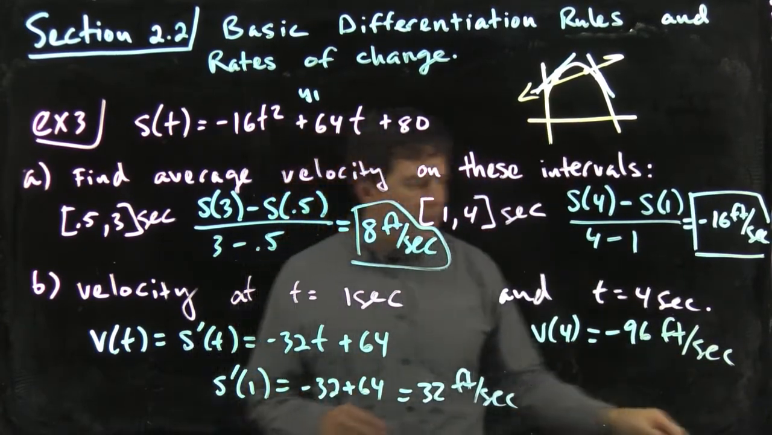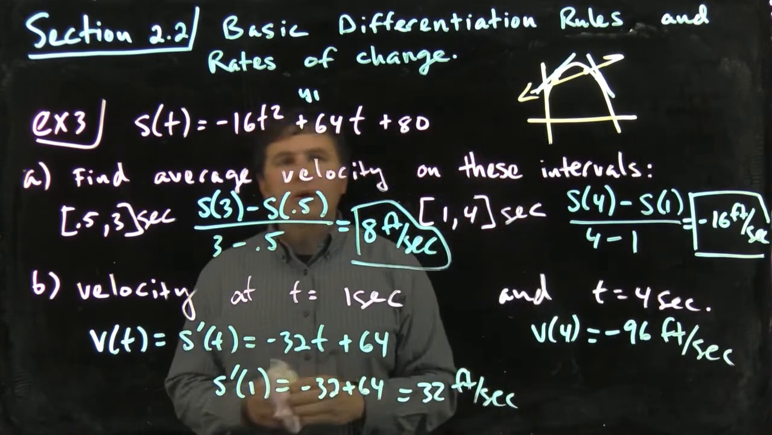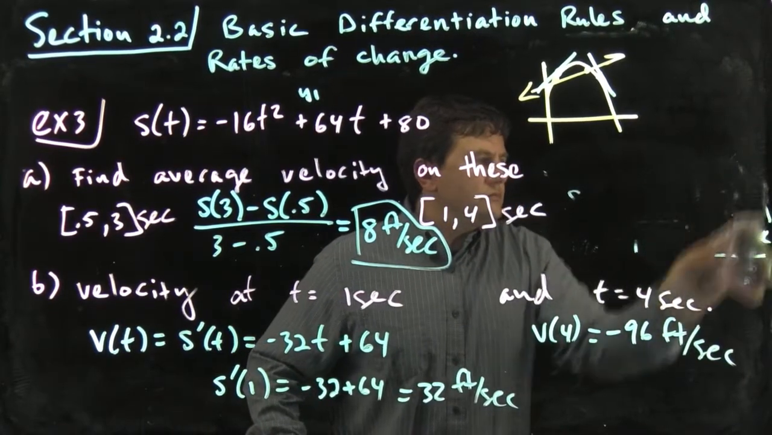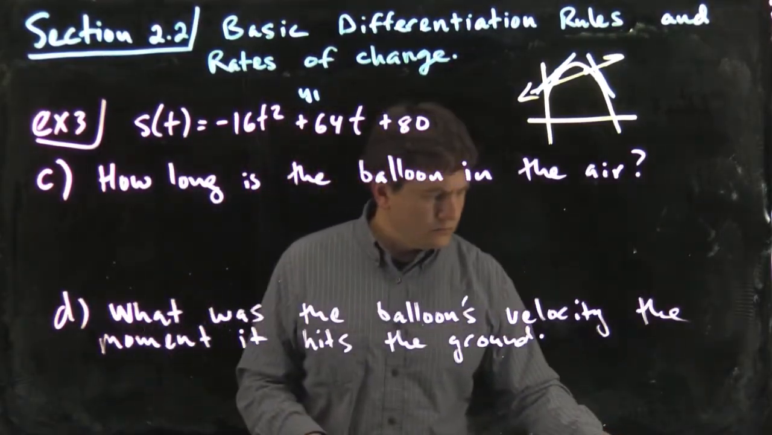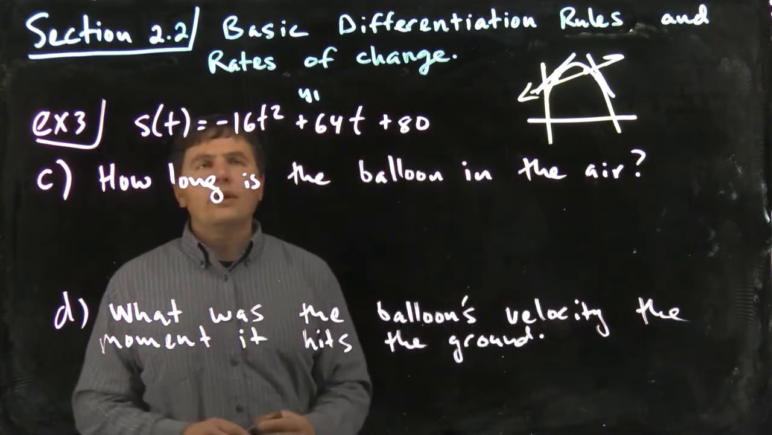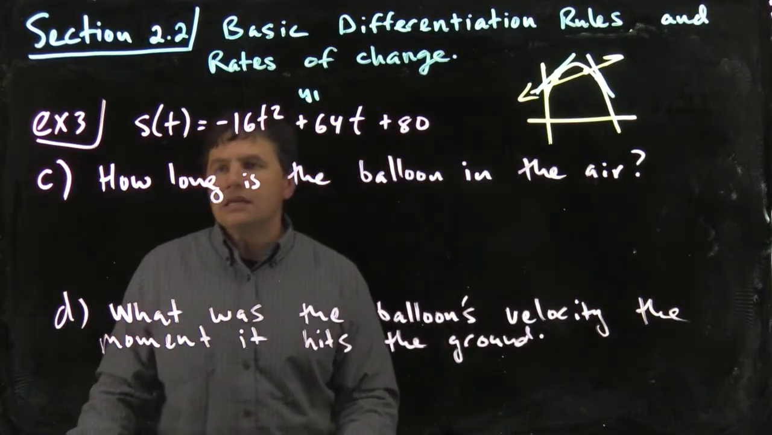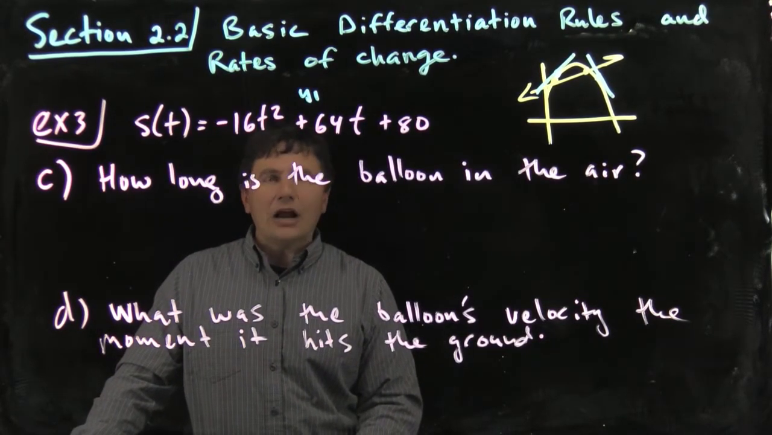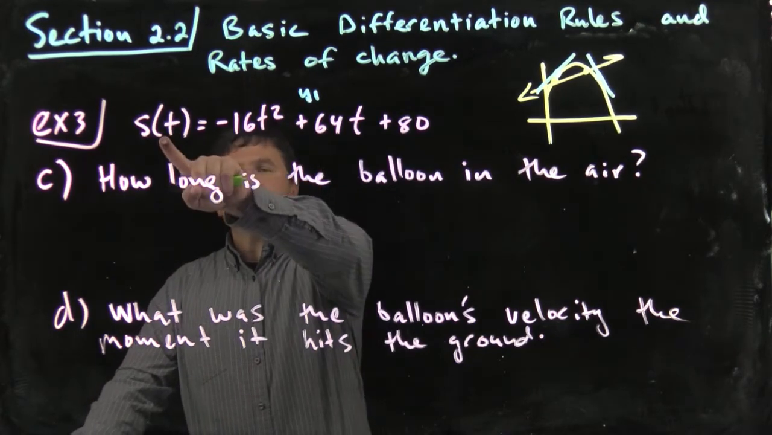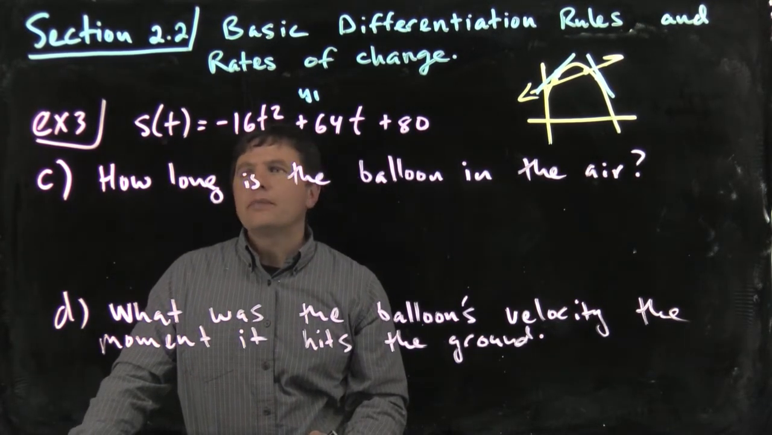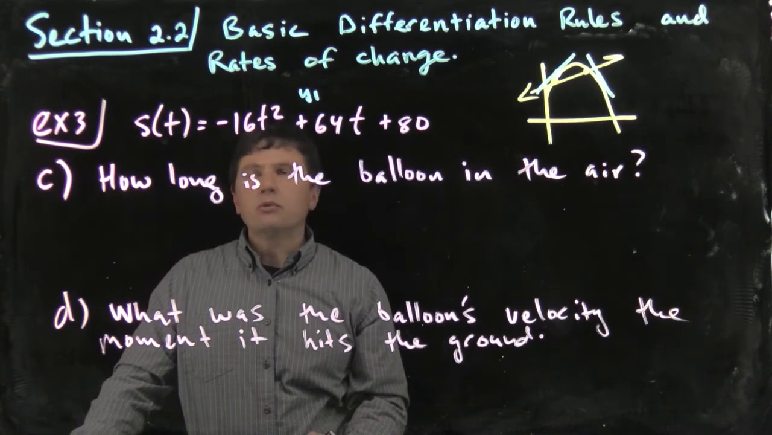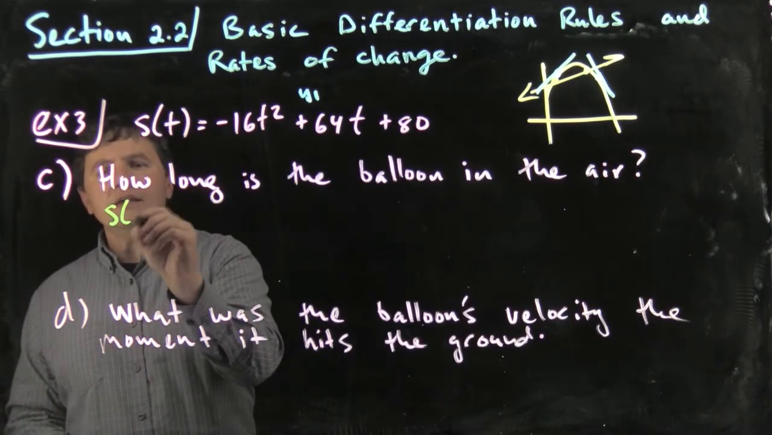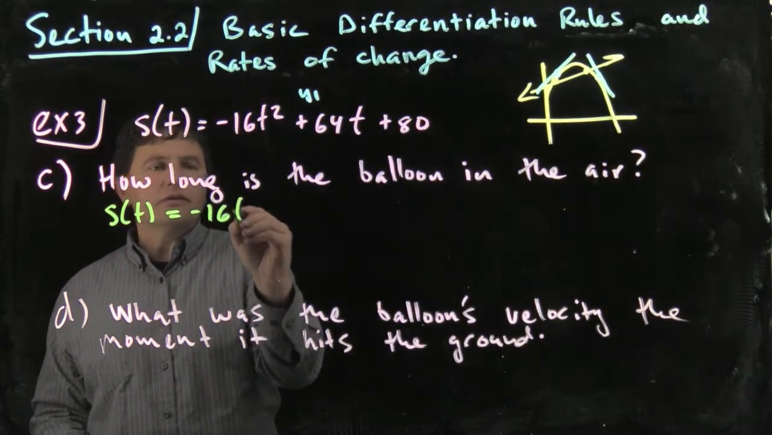Okay, we have one last part to do, part C. Actually, we're going to do 2 more parts, C and D. These are actually related. So part C, how long is the balloon in the air? If we think about this, S of t is its height. So how long it's in the air, we want to know when the balloon hits the ground, which means the height of the balloon is going to be 0. So I'm going to set S of t, which is equal to this function, equals 0.